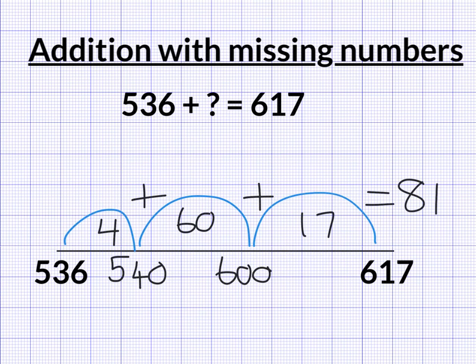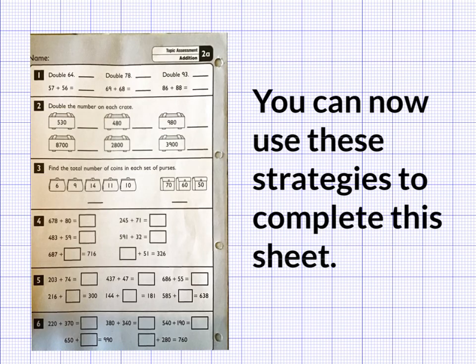Addition with missing numbers. So here we've got 536, add something, is 617. So we know we've got 536, and we know we've got 617. So we need to add to get to that number. So we can add on 4 to get to the nearest 10, to get to 540, then add 60 to get to the nearest 100, 600, and then add on 17. You can now use these strategies to complete this sheet.